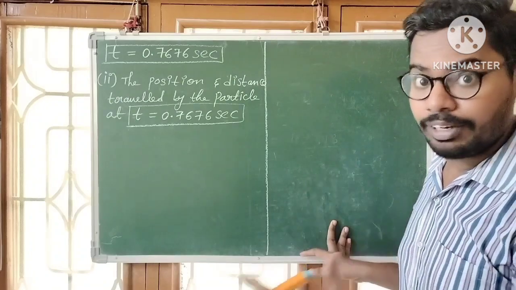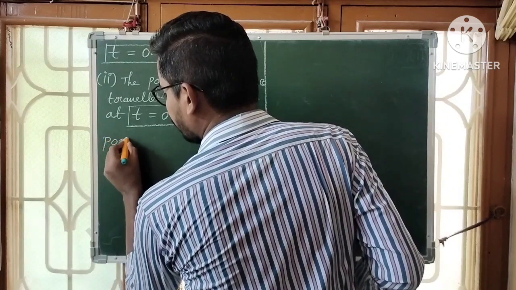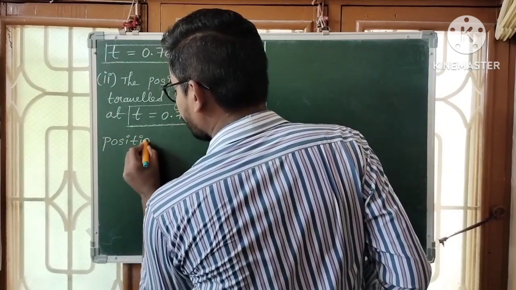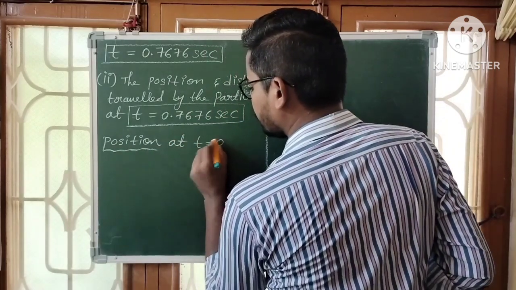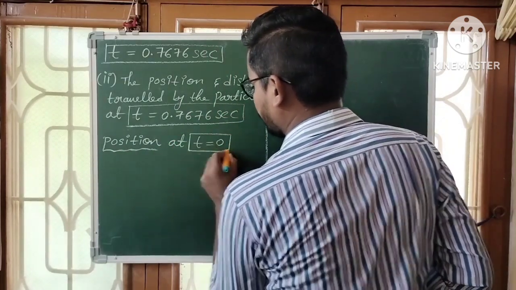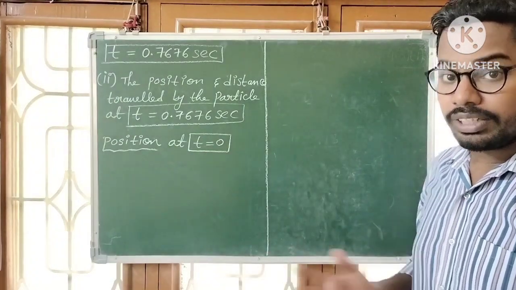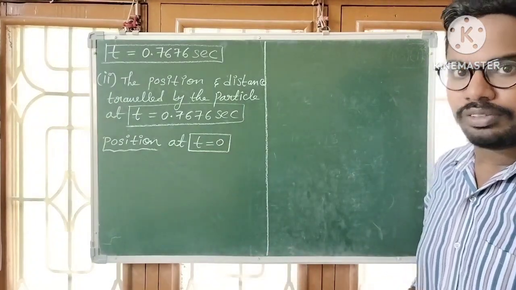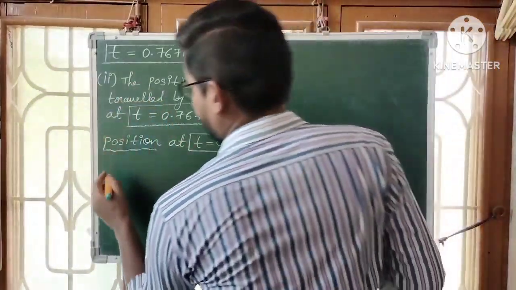First let us find position. So first of all, what is the position of the particle at t is equal to 0, the initial position. Suppose time is equal to 0 seconds. Now what is the position of the particle? What is the initial position of the particle? Here I am going to find the initial position at t is equal to 0.